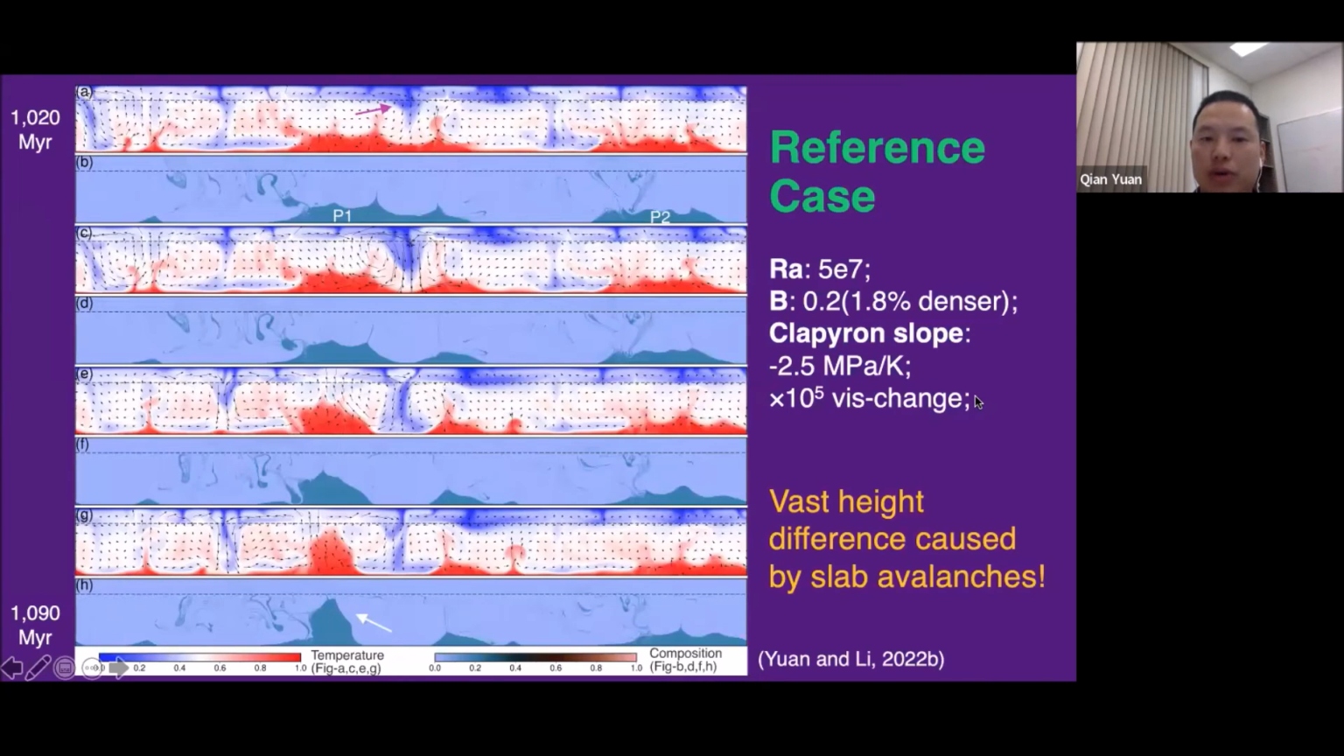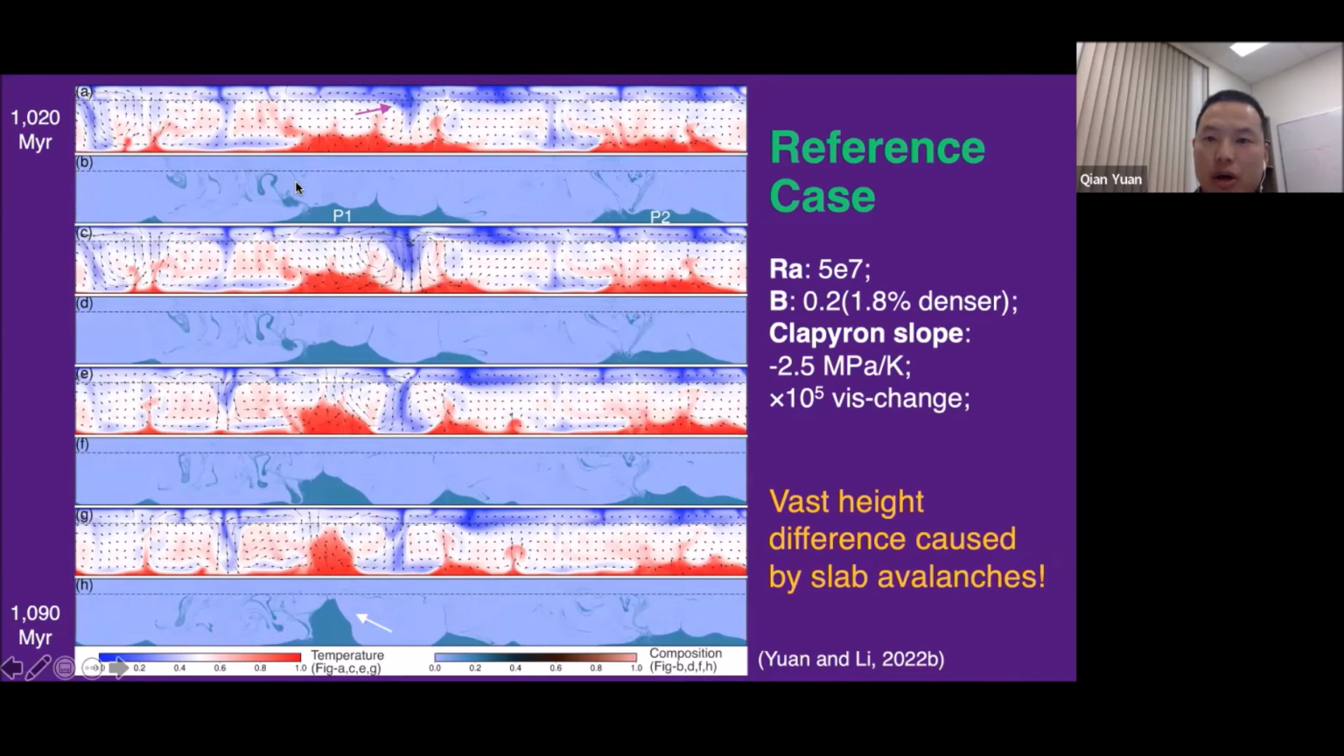So here is a reference model. So this case initially is similar. This shows the compositional field, this shows the temperature field. Initially we put a dense global layer at the bottom. And then we let the model run. And this shows the phase transition boundary.